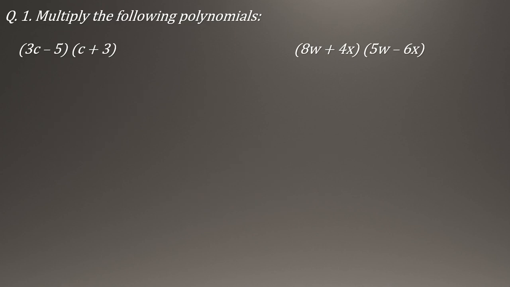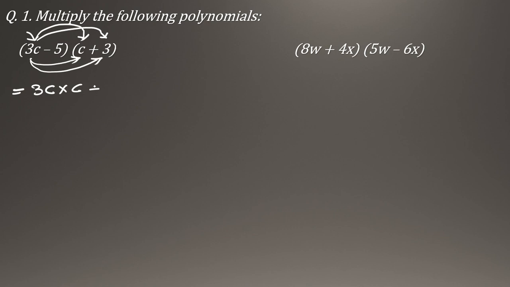Let's practice some questions now. They say multiply the following polynomials. So we are going to multiply. The simple method is to take one expression and multiply it with all the expressions in the second bracket. First it will be 3c times c. I have multiplied 3c with c, and now I am going to multiply 3c with plus 3.